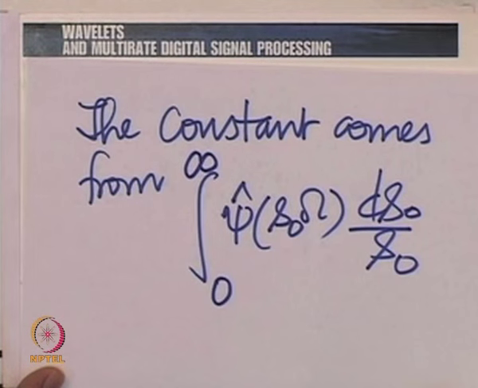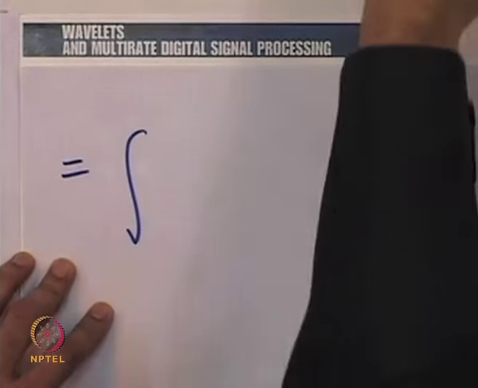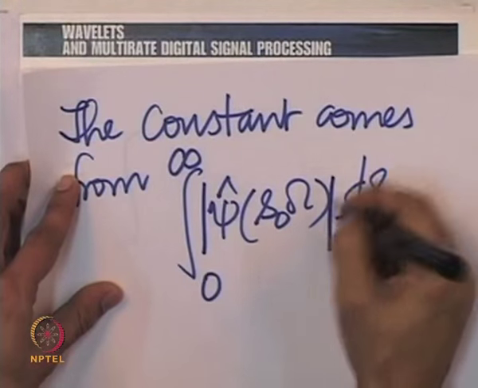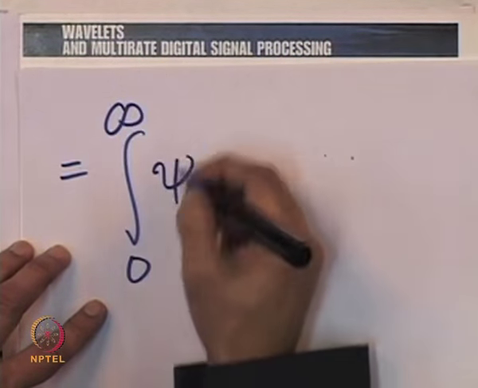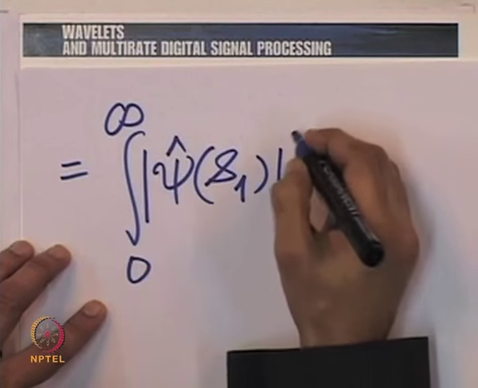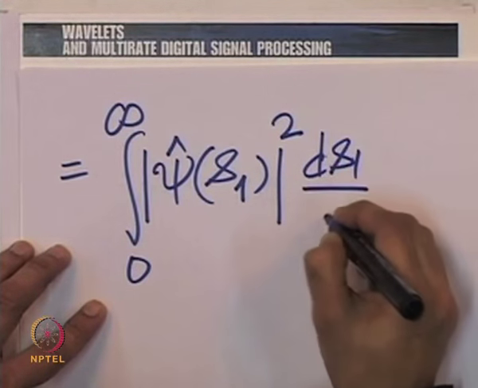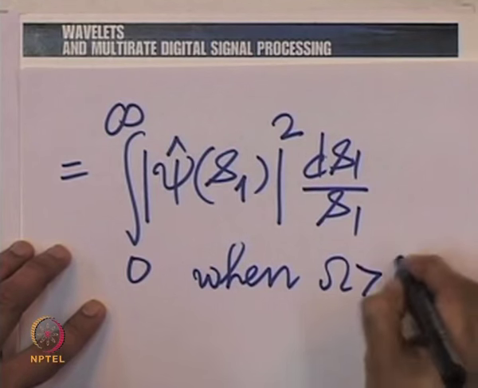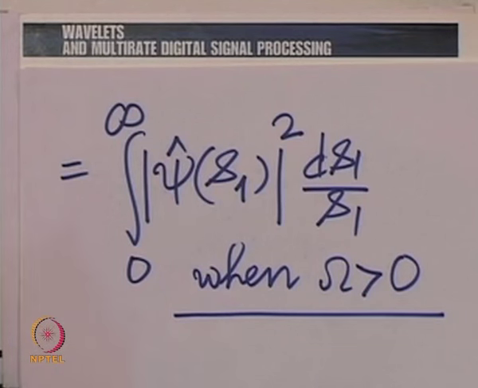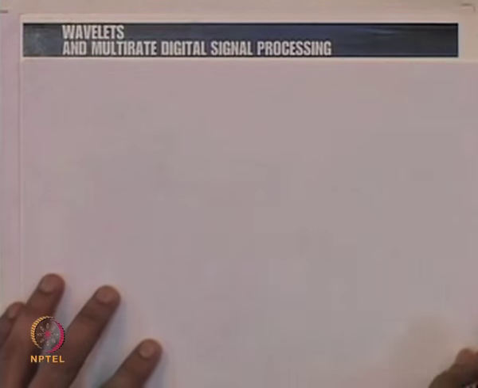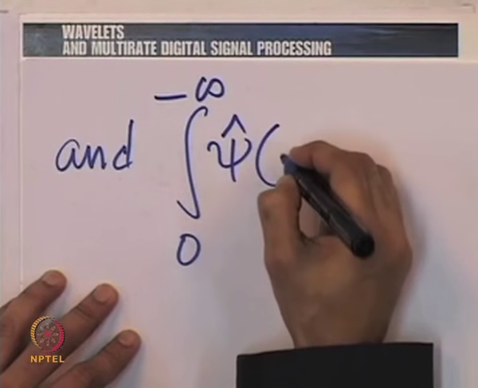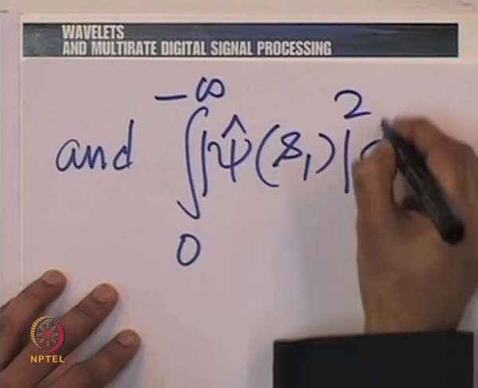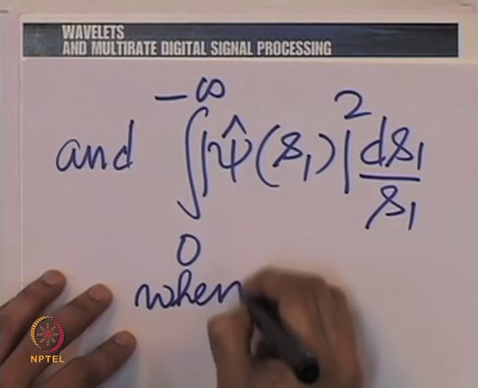From 0 to infinity, mod squared here, of course, which boils down to essentially the integral of mod psi cap S 1 squared d S 1 by S 1 when omega is greater than 0, and integral from 0 to minus infinity of psi cap S 1 mod whole squared d S 1 by S 1 when omega is less than 0.